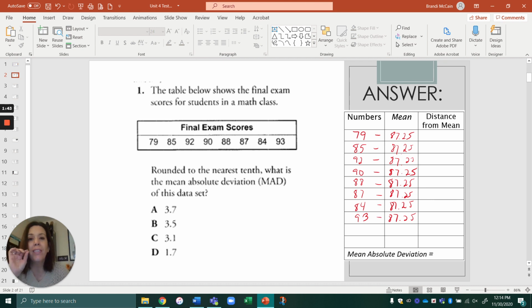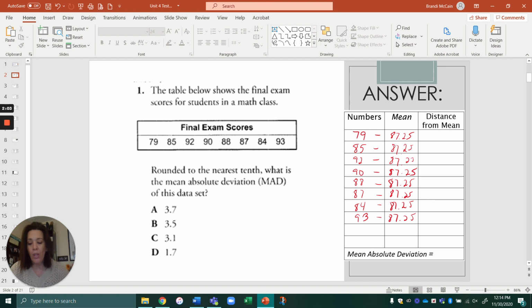Remember, the distance is always a positive number. If I go from here to Greenville, it's 30 miles. Driving back home from Greenville, it's not negative 30, is it? It's still 30 miles. The distance is always positive. We're not going to have any negatives in mean absolute deviation. Absolute value is always a positive number, since it's the distance from 0.